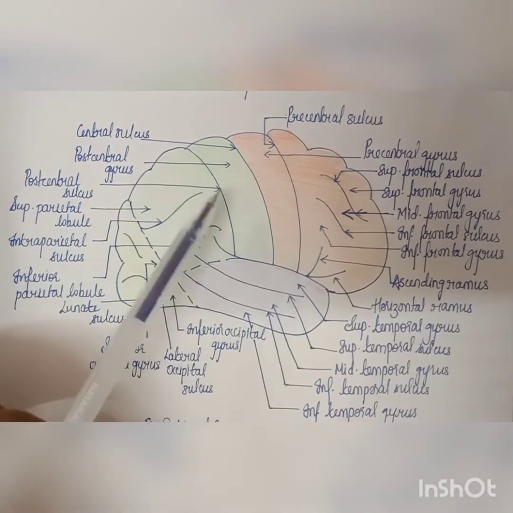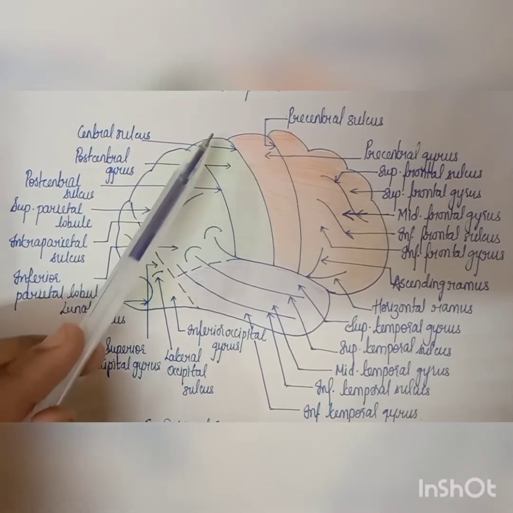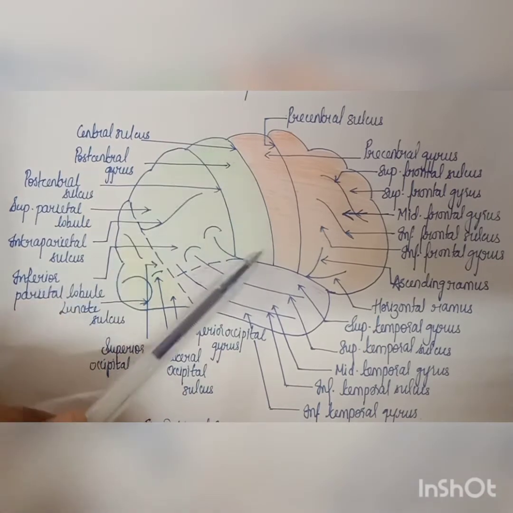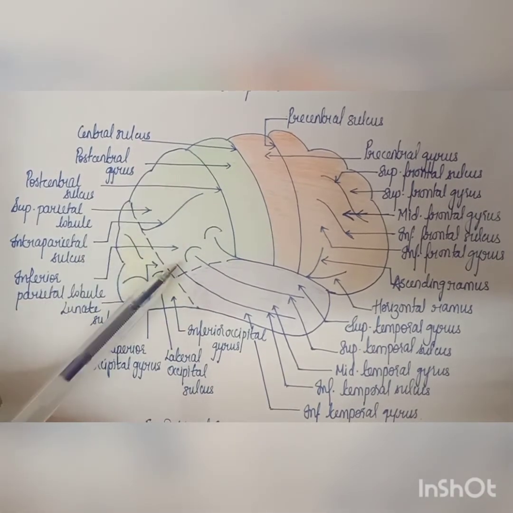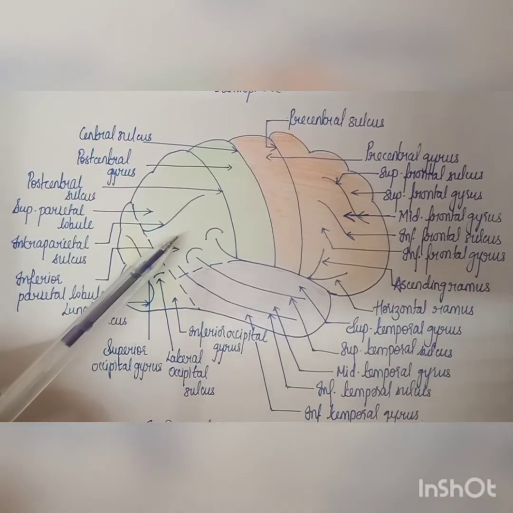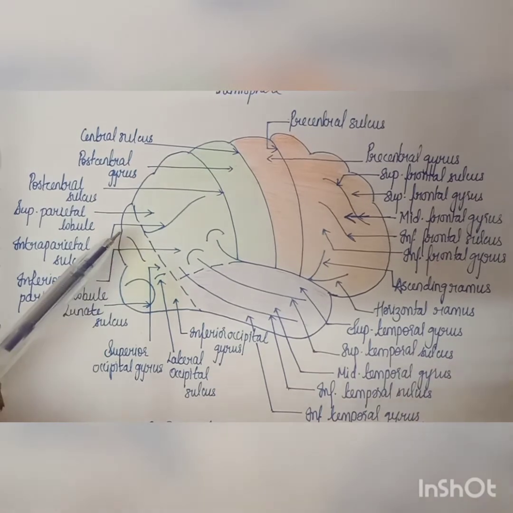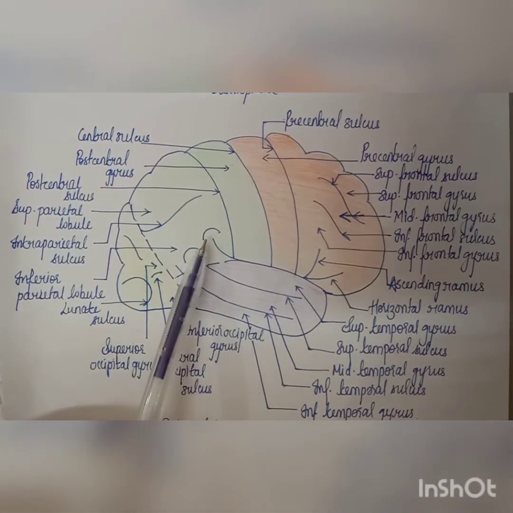Sulci and gyri of the parietal lobe. The postcentral sulcus runs parallel and behind the central sulcus. A postcentral gyrus lies between them. The area behind the postcentral gyrus is divided into superior and inferior parietal lobules by an intraparietal sulcus. The inferior parietal lobule is invaded by the posterior ramus of the lateral sulcus.